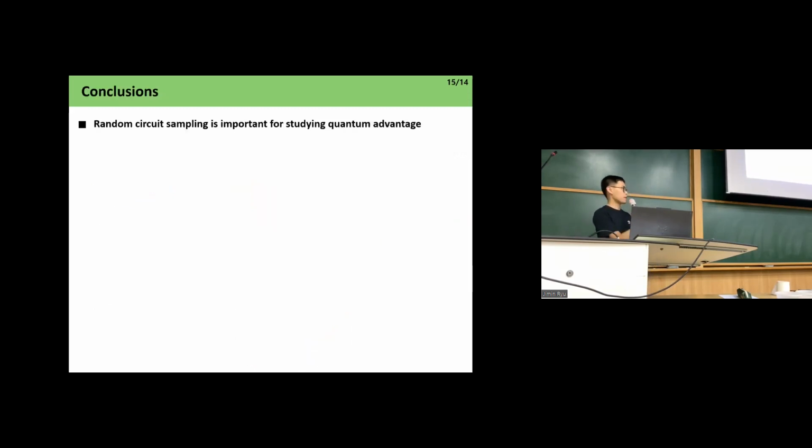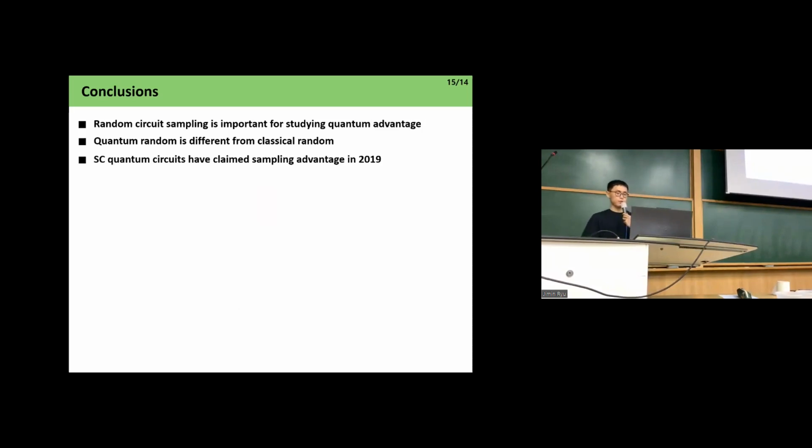So I'll finish my presentation shortly. Random circuit sampling is important for studying quantum advantage because it has concrete complexity theory backgrounds. And quantum randomness is different from classical randomness, which is, in essence, why random circuit sampling is very useful and why we should investigate it. Google has claimed that their superconducting quantum circuits achieved sampling advantage in 2019. However, there are still questions whether they have truly achieved quantum supremacy. So that's it for my journal club, and thank you for listening.